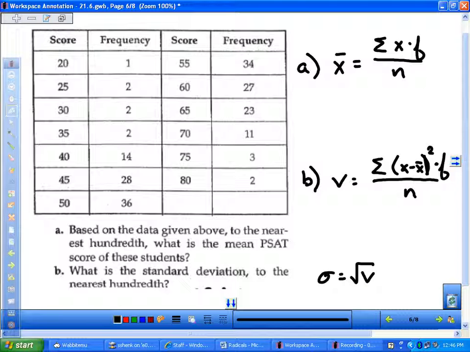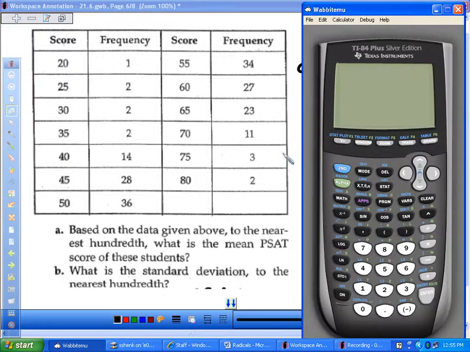Are we all set now to go to the calculator? Yep, turn them on. How do we clear out values that are already in there? Highlight your column, clear, enter. What goes into the first column? The scores. So we've got 20 to 80 going by 5. So 20, 25, 30, 35, 40, 45, 50, 55, 60, 65, 70, 75, and 80.